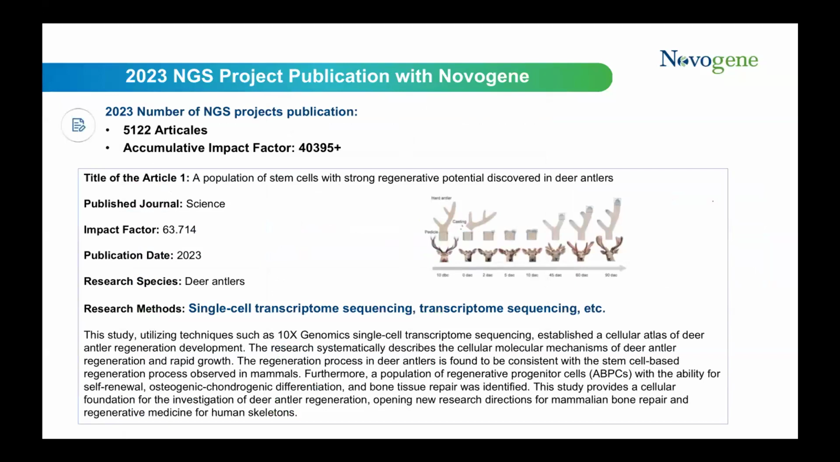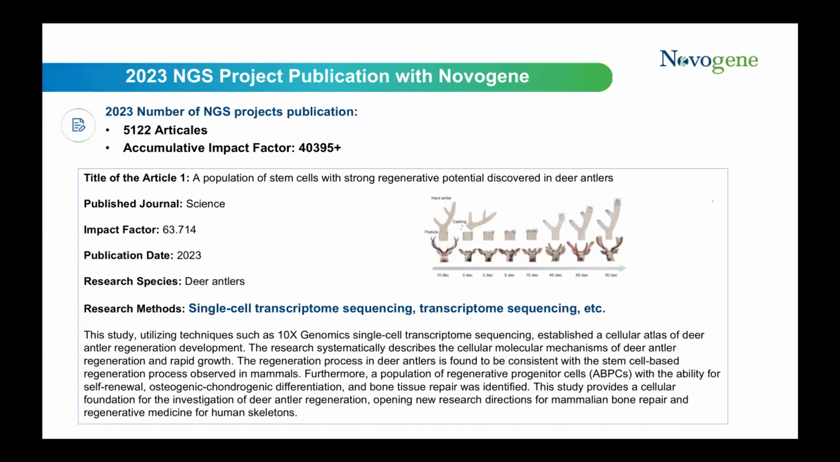So the next one, I would like to share some real cases from our customers who used the Novogene service in 2023, last year. In 2023, the number of NGS project publications is 5,122 articles published using Novogene sequencing projects. And also the accumulative impact factor is over 40K. So case 1 is about an article published in the journal Science.